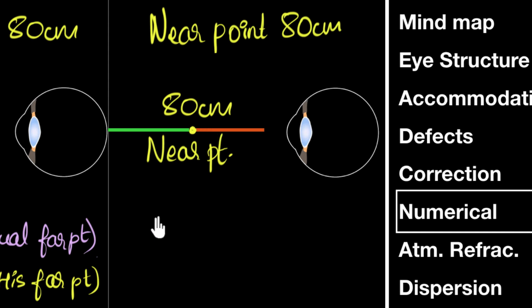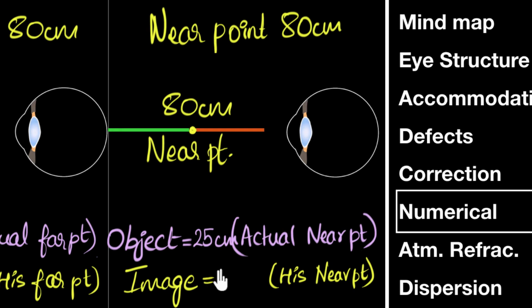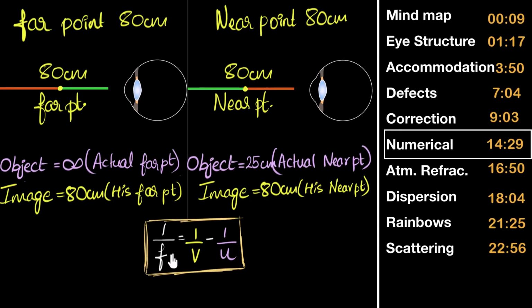Now we say, look, if I kept an object at his actual near point, because we're correcting for the near point this time, which is 25 centimeters, then the lens I'm using should be such that the image is now formed at his near point, that is 80 centimeters. So again, we know the object distance and image distance, use the lens formula, figure out what the focal length is, what the power is, and then the sign will tell us what is the nature of that lens. This wraps up our human eye, and we now go to the colorful world.